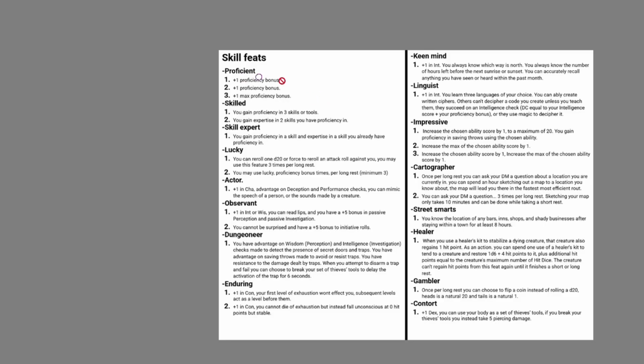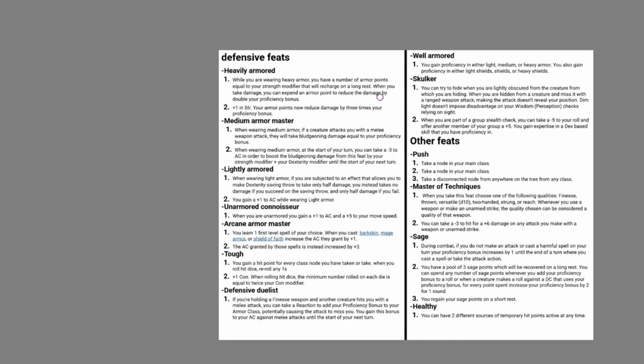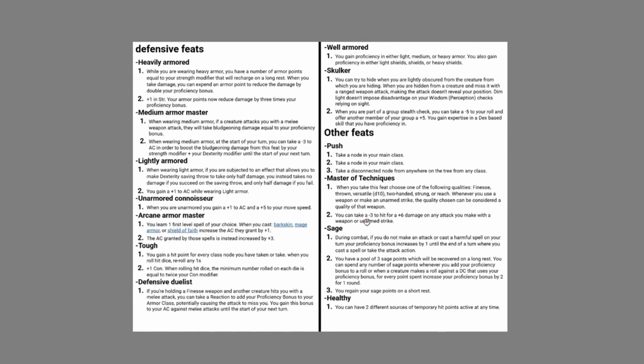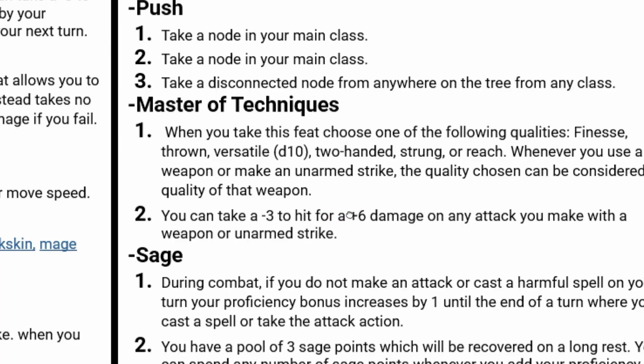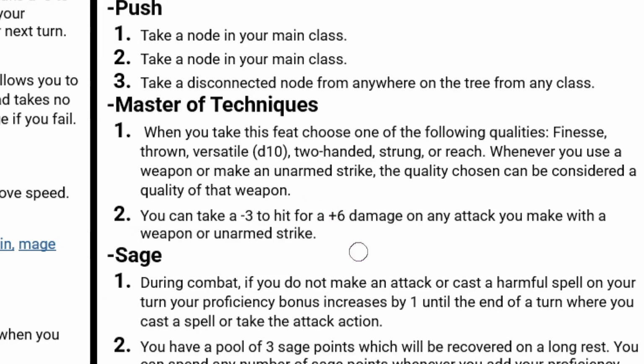Instead of increasing our proficient feat to max level 3, so we have a maximum proficiency bonus increase, I'm instead going to go over to the other feats section and pick up level 1 of Master of Techniques. This says that when you take this feat, choose one of the following qualities: finesse, thrown, versatile D10, two-handed, strung, or reach. Whenever we use a weapon or make an unarmed strike, the quality chosen can be considered a quality of that weapon.